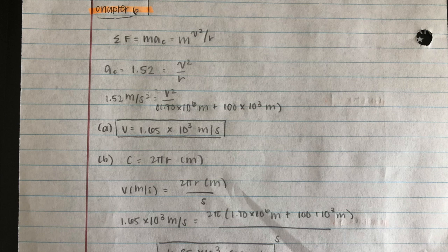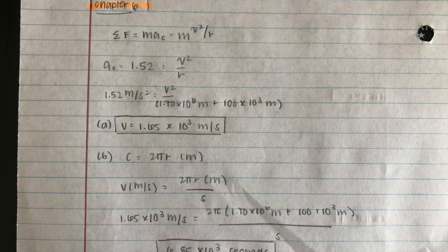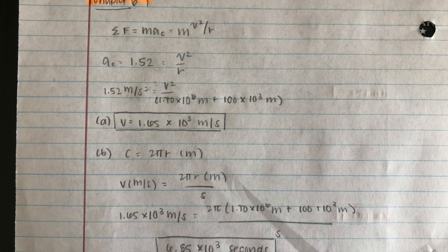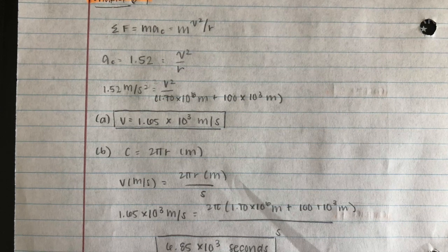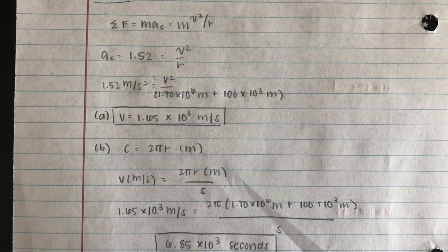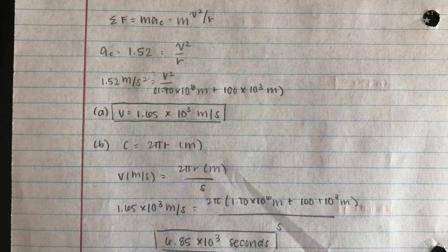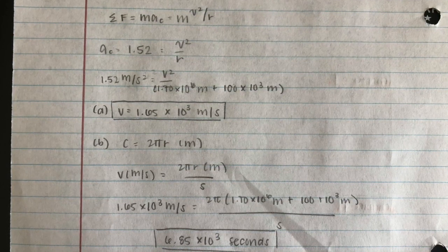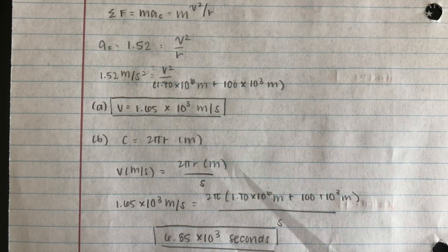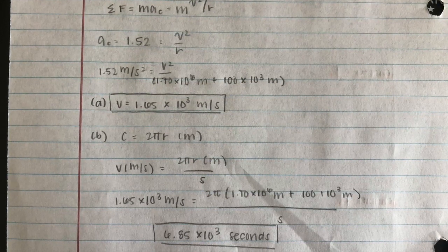However, a modification to the radius must be made because the problem explains that the orbit is circular and 100 kilometers above the surface of the moon. So we would have to add 100 kilometers to the already given radius of the moon. Once we have corrected the radius, we plug that value into r, use 1.52 for acceleration, and solve for velocity, which we get as 1.65 times 10 to the third meters per second, which is the orbital speed.